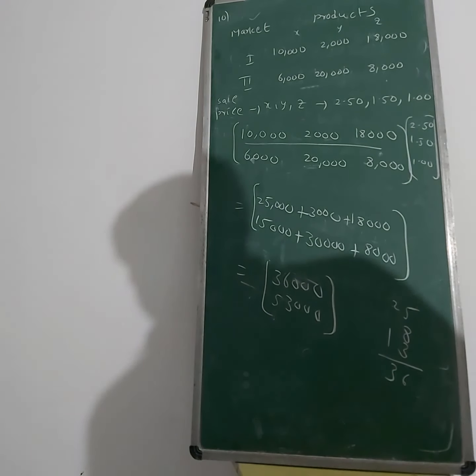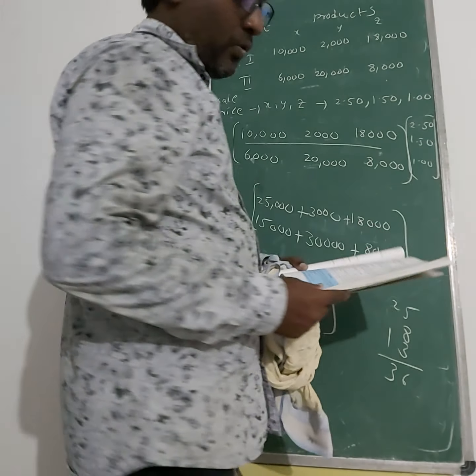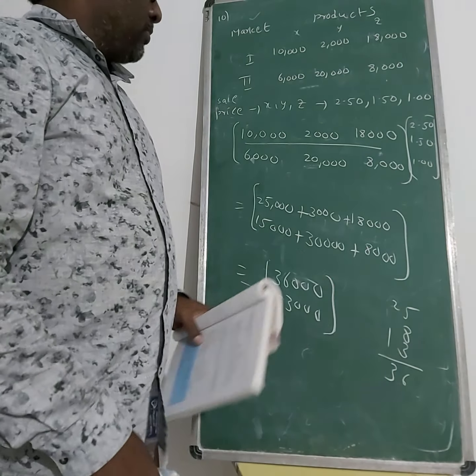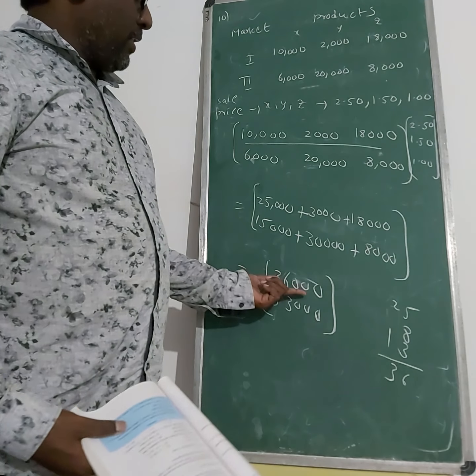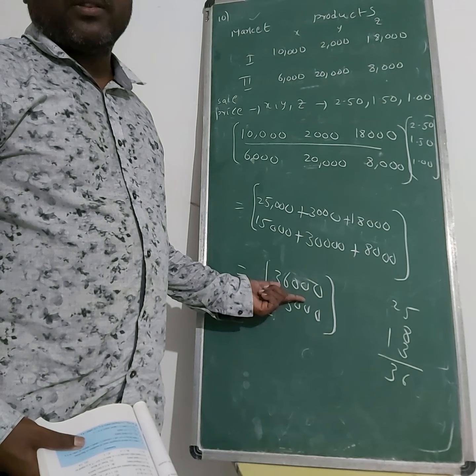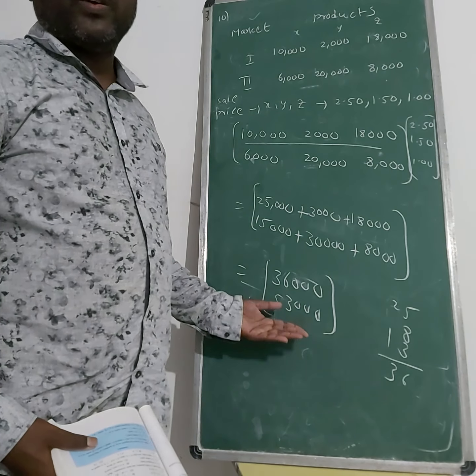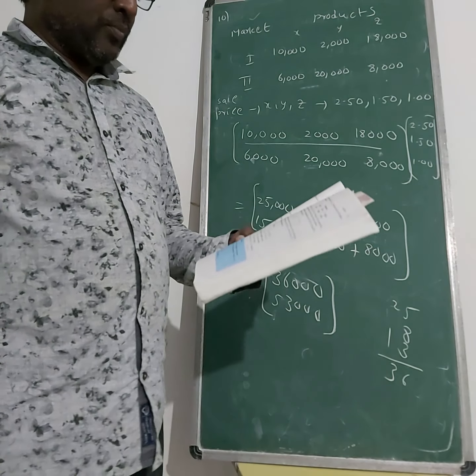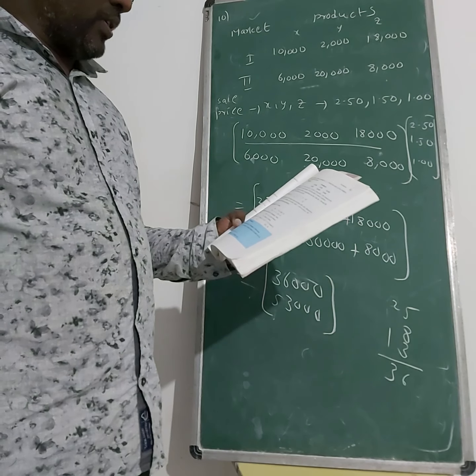This is the sale of the first market, the total amount we will get in the first market, and this is the amount we will get in the second market. Now we will see problem number 12.